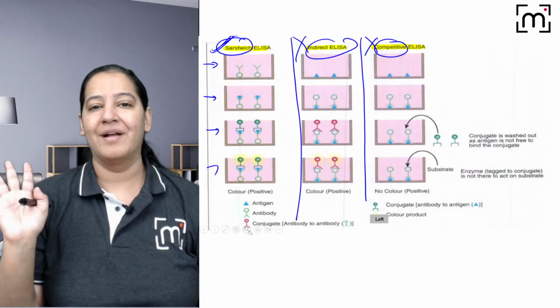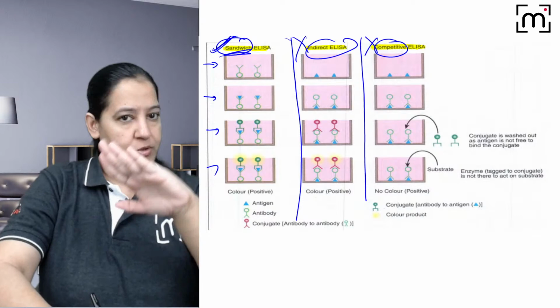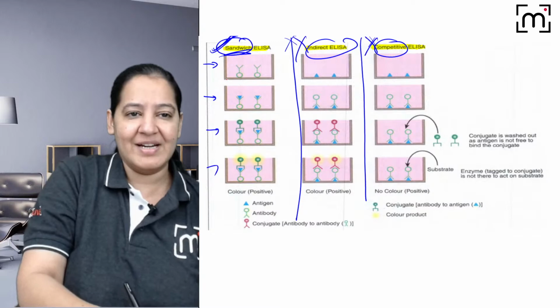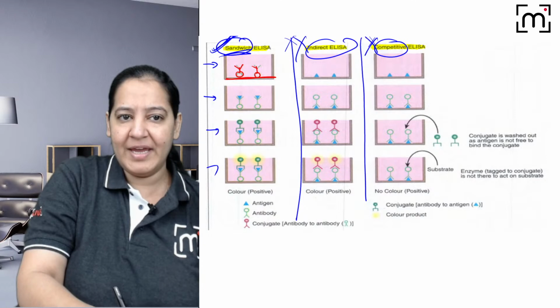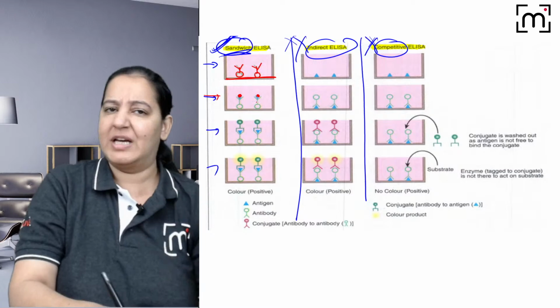Come on. You can see the sandwich ELISA. See the sandwich one, the first one. Don't see the second, don't see the third. See only the first one. In the first one, you can see we are starting with antibodies. So these are antibodies. You can see I'm drawing here. Step two, I'm adding the patient sample. Here only the positive sample is taken, the negative one is not taken.